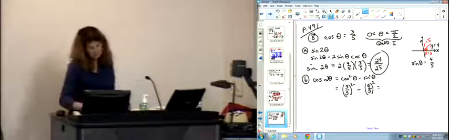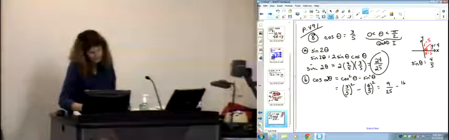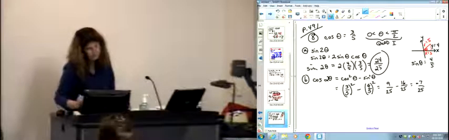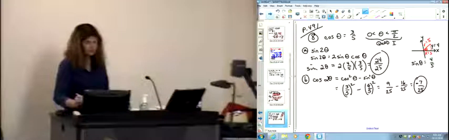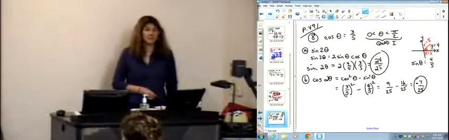Equals, we have 9/25 minus 16/25 equals what? Negative 7/25. So when we double this one, we are ending up in the second quadrant because we're getting a negative cosine and a positive sine for that.